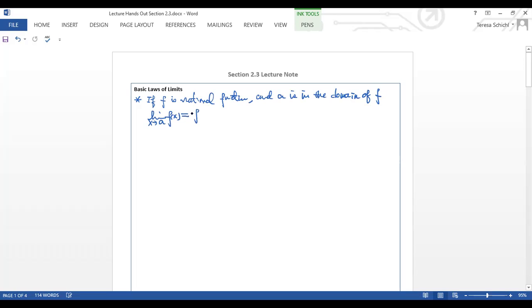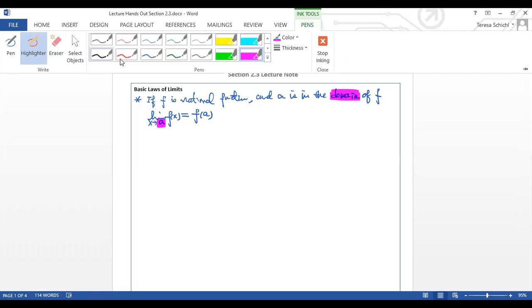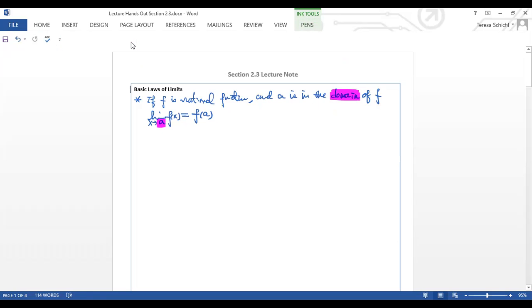is very easy. You just substitute x with a. But of course, be very careful: whatever a you try to approach has to be in the domain. If it's inside the domain, you can just substitute your x with a.